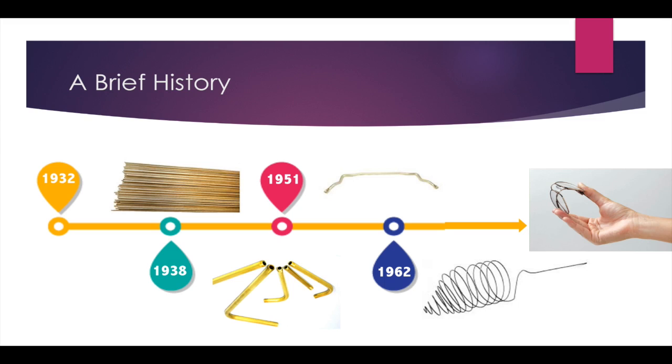In 1962, Buehler observed the shape memory effect in a nickel-titanium alloy. This nickel-titanium alloy is nitinol. Within 10 years after this, there were a number of commercial products using memory metals on the market.